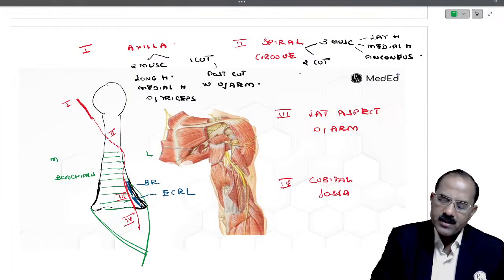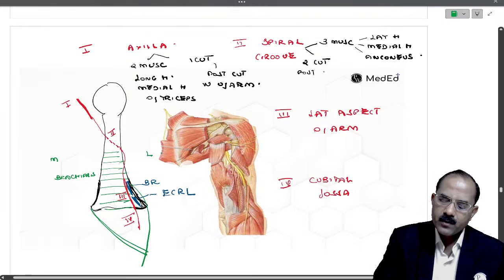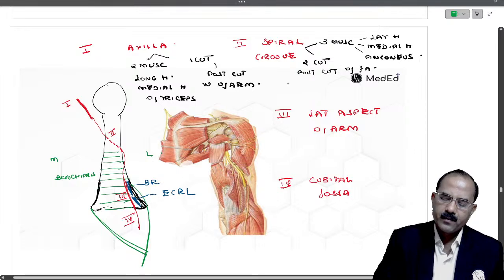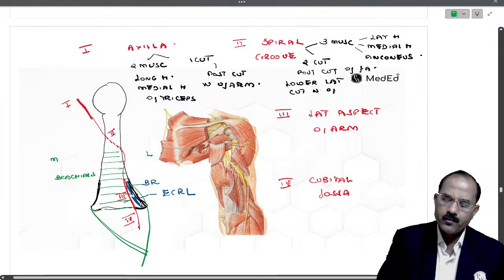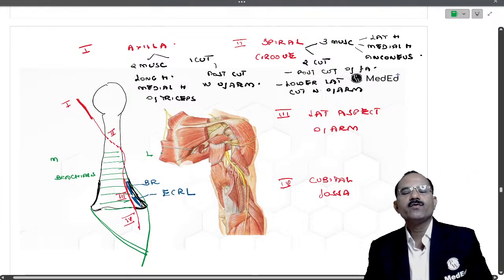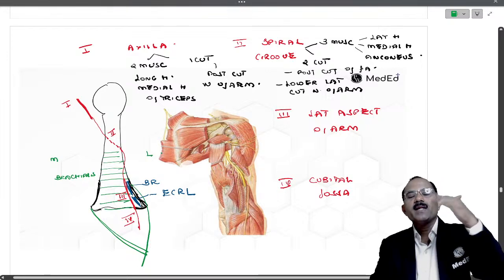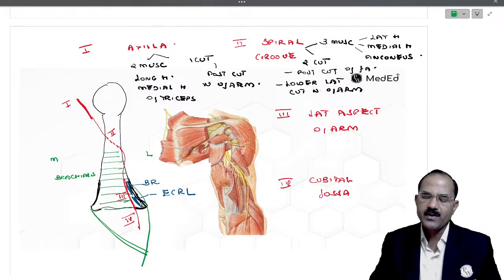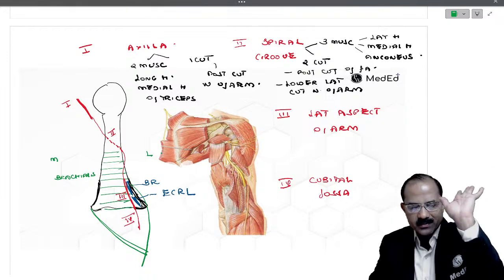Two cutaneous branches. One is the posterior cutaneous nerve of forearm, and the other is the lower lateral cutaneous nerve of arm. Posterior cutaneous nerve of forearm and the lower lateral cutaneous nerve of arm. Upper lateral cutaneous nerve of arm is a branch of which nerve? Axillary. So this is the lower lateral cutaneous nerve of arm. Okay, just remember it like this.